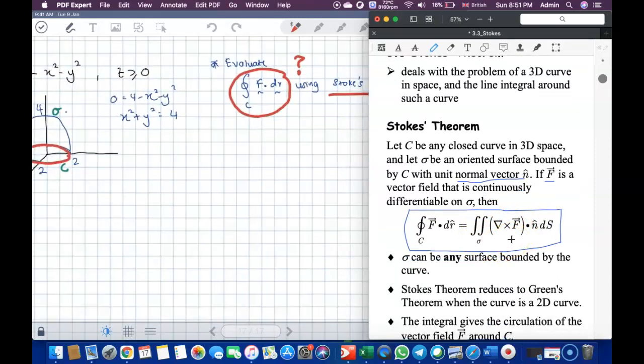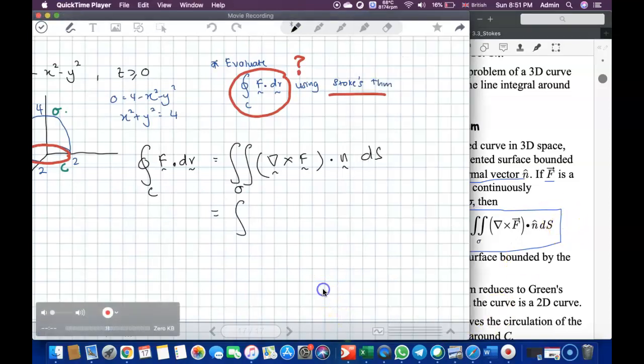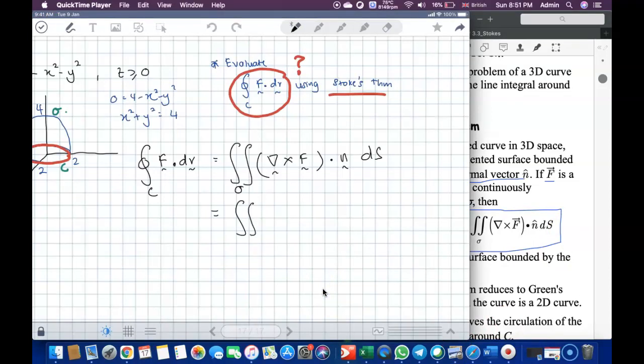In your calculation, from Stokes theorem, it is given by the surface integral of the curl, not the divergence, but curl F dot n dS, over the surface sigma. For a surface integral we always deal with the normal vector.